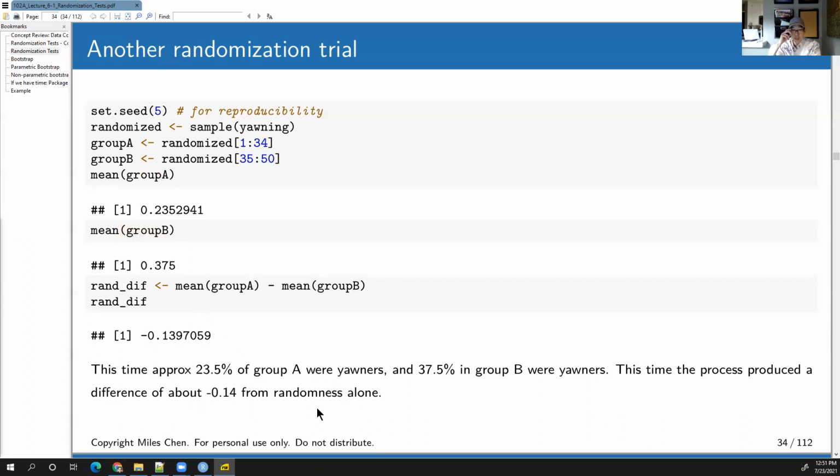Is that okay? What we're doing is just randomly shuffling and putting some into group A and some into group B. And we're asking, what kind of proportions are we getting? We want to know what kind of differences we can get from just randomization.